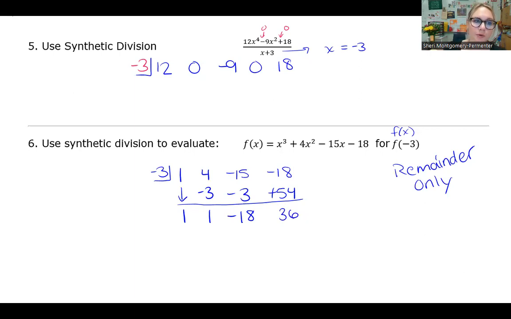The answer to this problem is only the remainder. So when you're doing the multiple choice problem and you're wondering why the answers are only like 6, 4, 12, 11, whatever, it's because it only cares about the remainder.